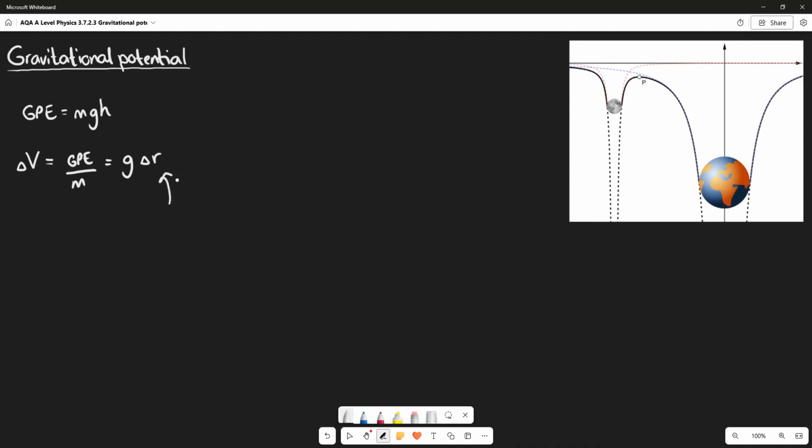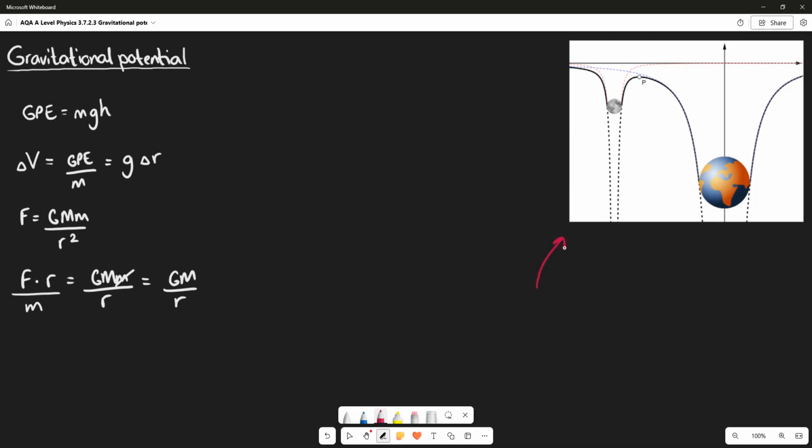Another way of approaching this would be to consider Newton's law, to rearrange to make work done, or force times distance, and distance here would be the radius. And then we have the energy, the work done, per unit mass, leaving us with Gm over R.